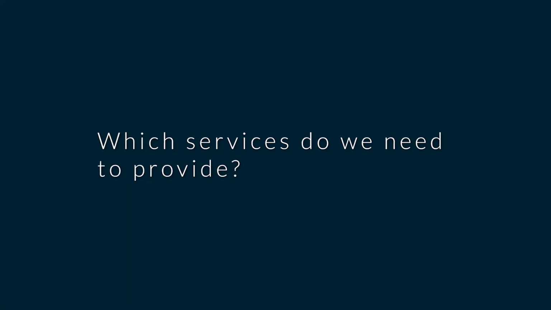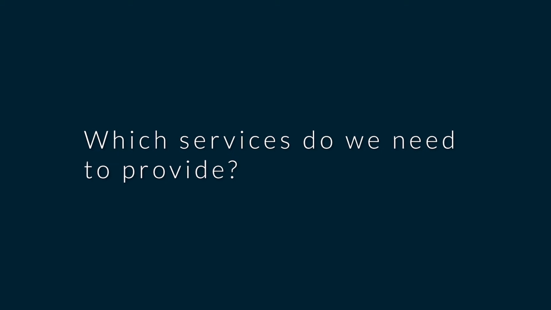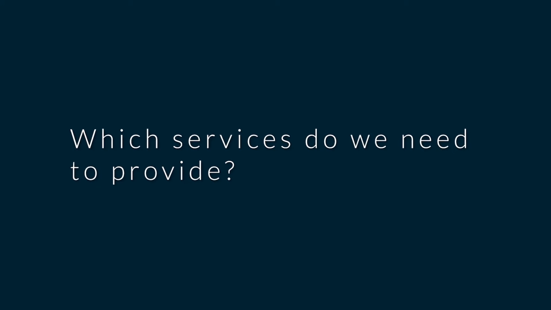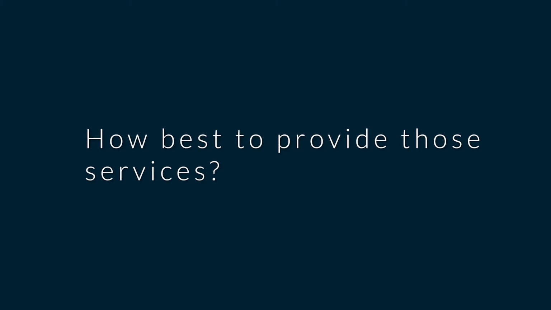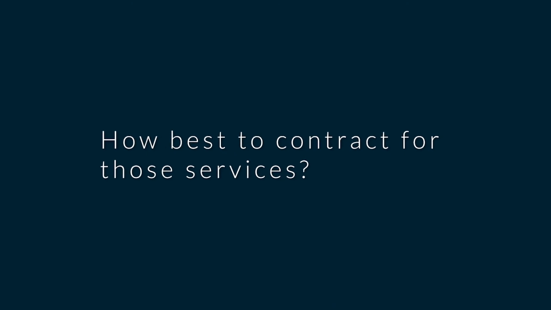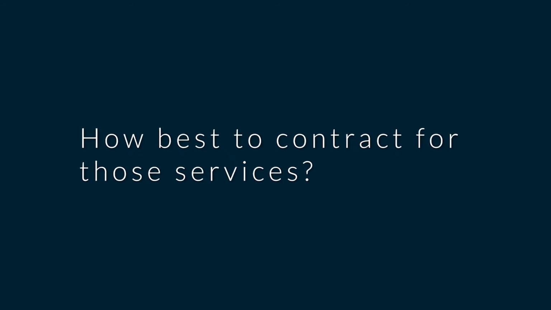And you can sum it up this way. Number 1, which services do we need to provide? The right services, which is what commissioning is all about. Number 2, how best to provide those services? And that is by ensuring that we have the right supplier at the right cost, which is where sourcing comes in. And number 3, how best to contract for those services. And that's pretty much where procurement comes in.